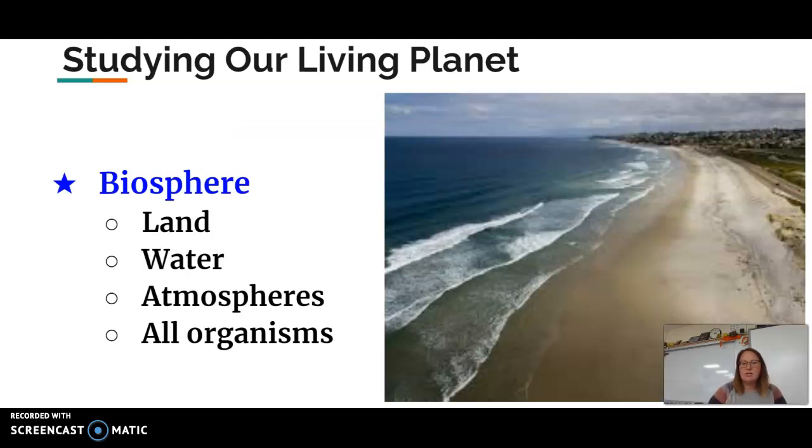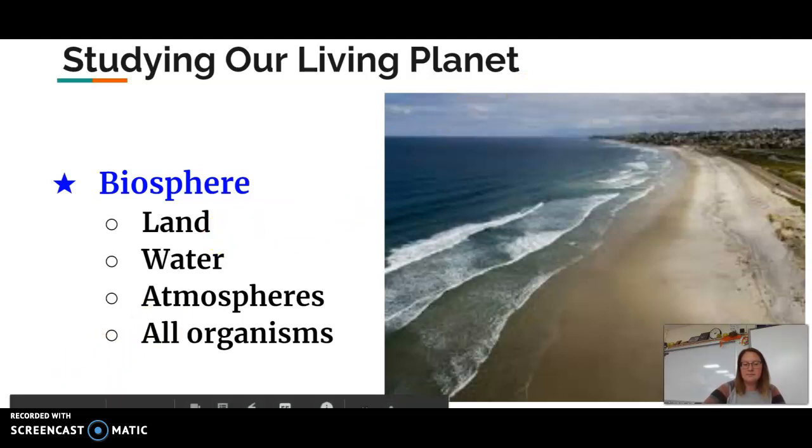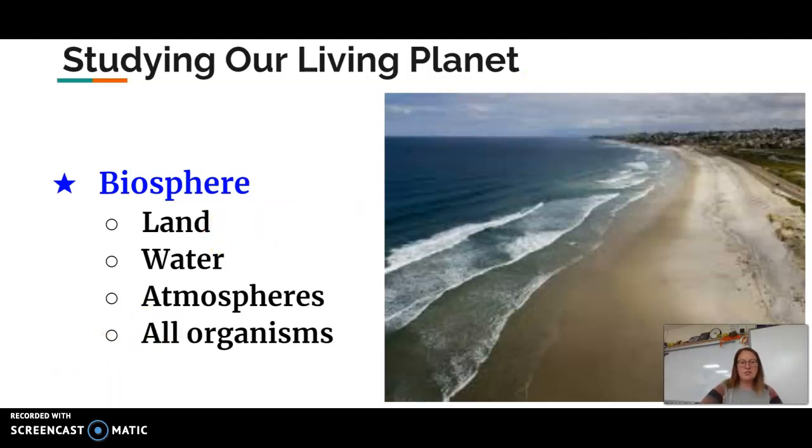As we start ecology, one of the terms you'll notice is in blue and it has a star. All of those words this time are vocabulary words for us in this unit. So a biosphere is anything that's around us: land, water, atmosphere, and all organisms. Biologists use the term biosphere when we're talking about things on a global scale.